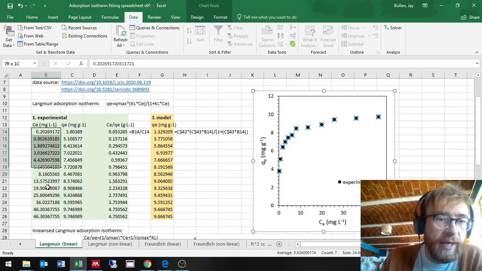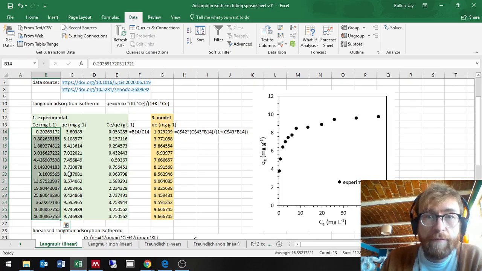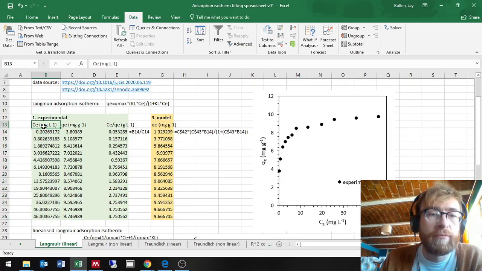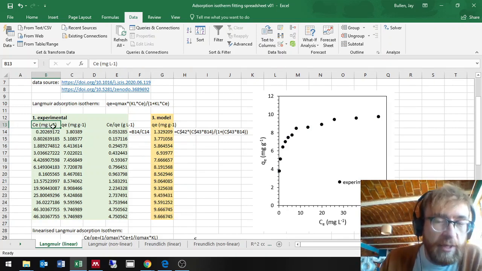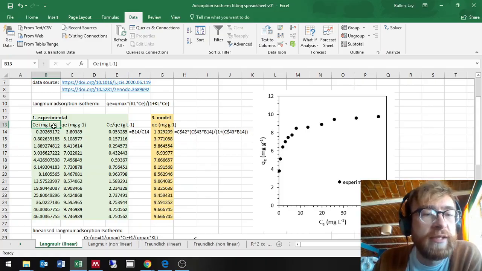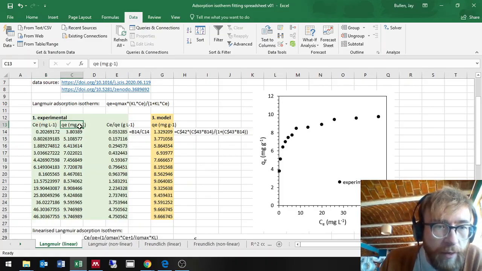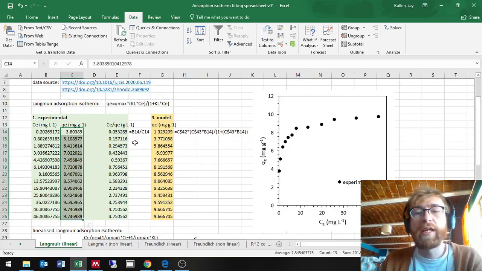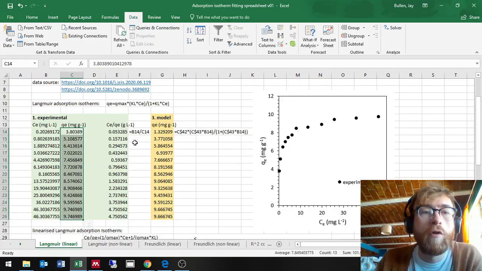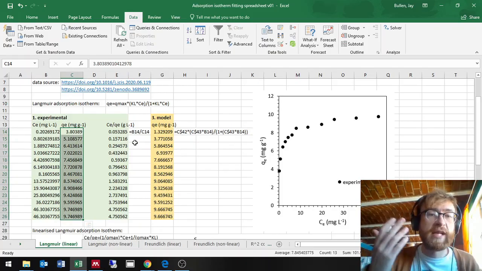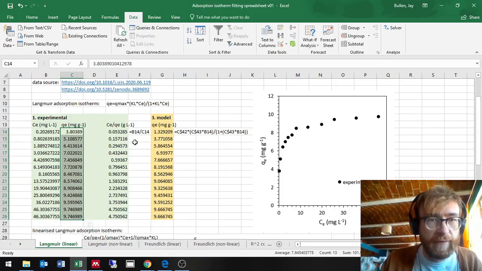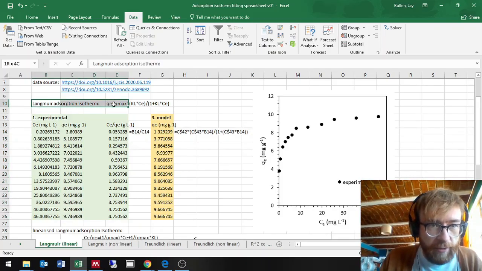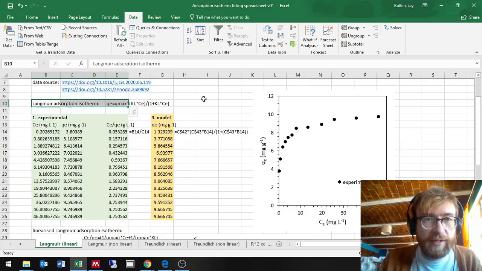You will see that the first column is the equilibrium concentration of the adsorbate at the end of the reaction. Here I've used the units milligrams per litre, but you can easily use millimolar, molar, whatever unit you wish. And in the second column we have QE, which is the quantity of adsorbate that is adsorbed at equilibrium when the reaction has finished. The Langmuir adsorption isotherm equation looks a bit like this.